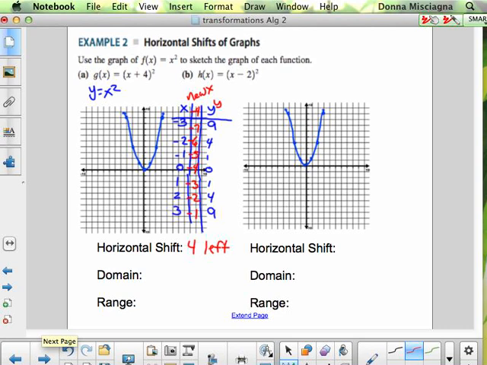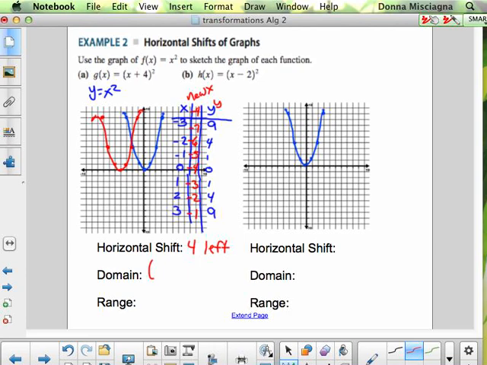All right, so I'm going to graph the points negative 7, 9. So 1, 2, 3, 4, 5, 6, 7. So there's negative 7, 9. And negative 6, 4. And negative 5, 1. Negative 4, 0. Negative 3, 1. Negative 2, 4. And negative 1, 9. So notice the graph just shifted 4 units to the left.